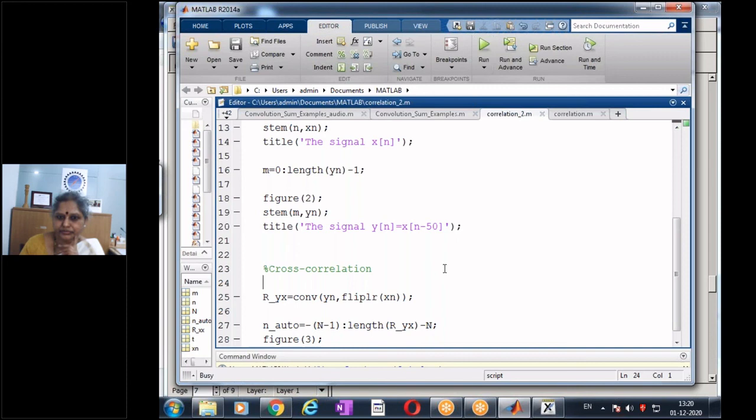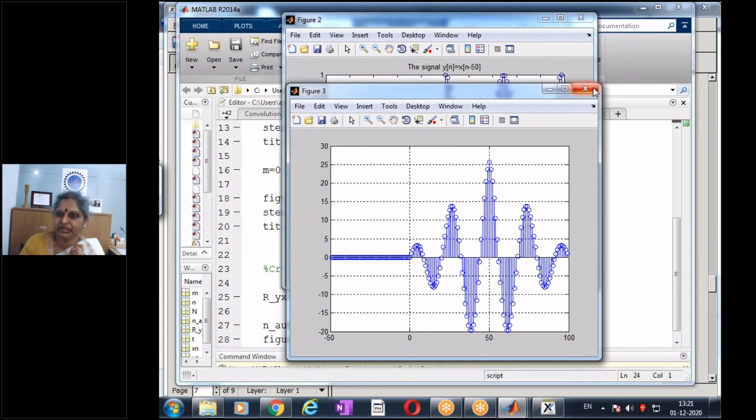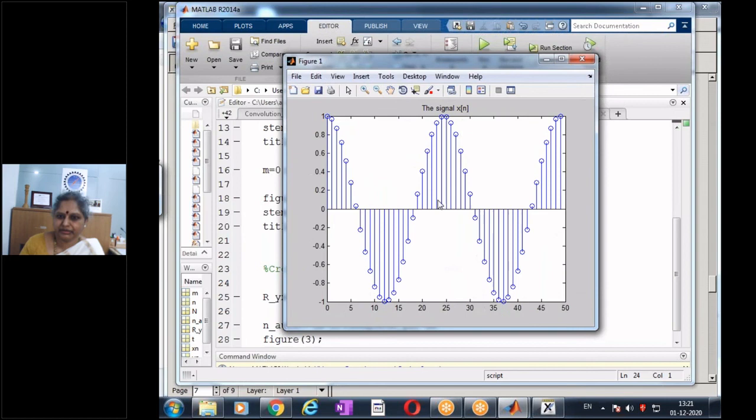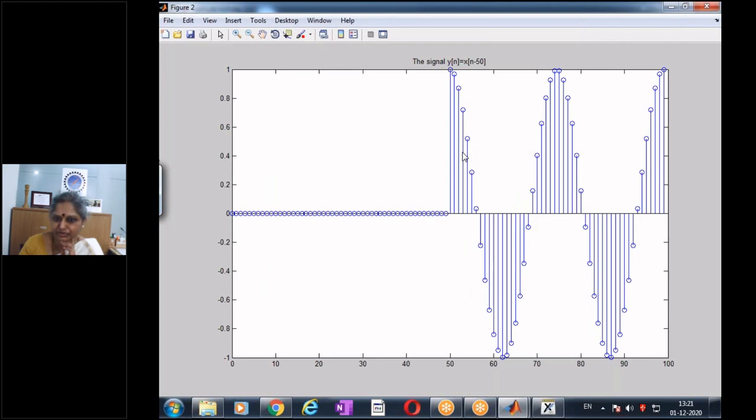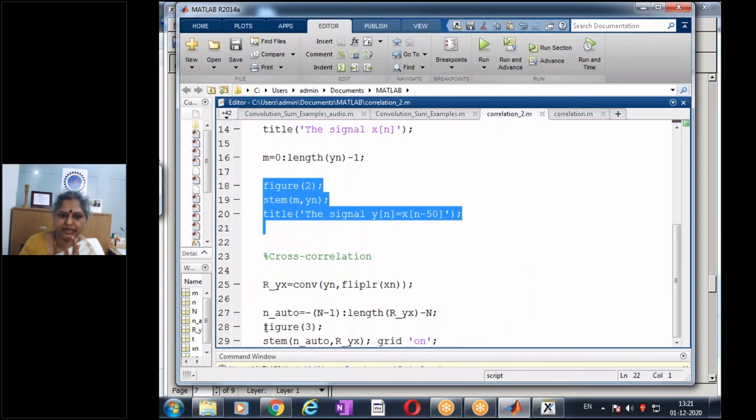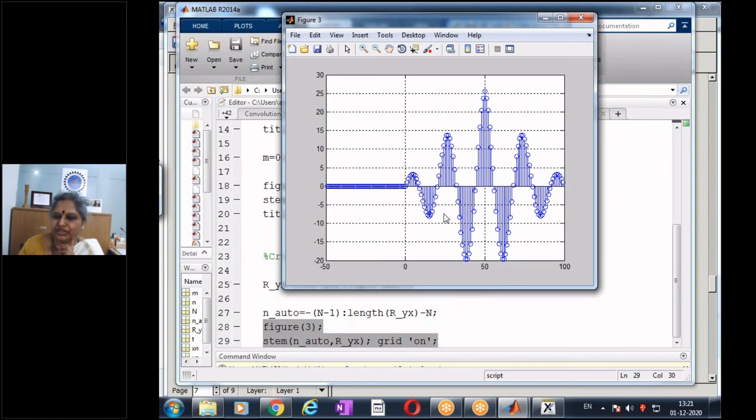So this is what we have. Let me first look at my signal. This is my original signal x of n, which goes from 0 to 50. And what is my signal y of n? My signal y of n is the same signal shifted by 50 units, so y of n is x of n minus 50. I have given a time shift of 50 units to my signal x of n. Then I compute the correlation, and what do I find? We have the result of an autocorrelation shifted by 50 units. So when I look at my cross correlation of the shifted signal with x, I get a maximum. By looking at this maximum, what I find is that the delay is equal to 50. So when I perform cross correlation, I can also identify the delay.